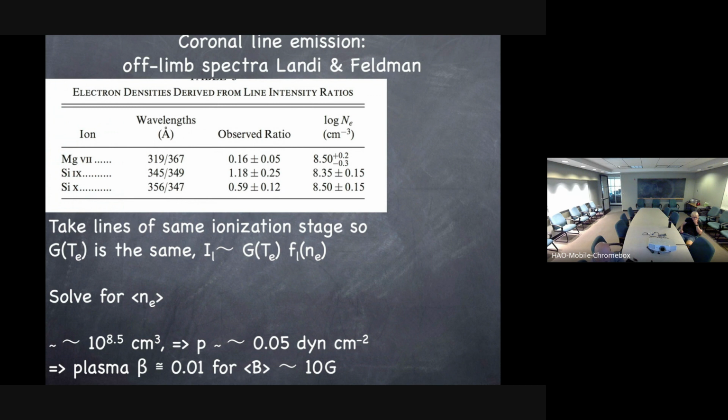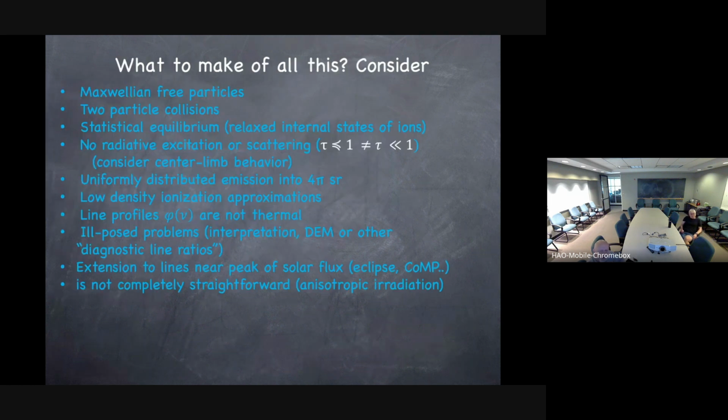Furthermore, we can get plasma beta if we extrapolate the magnetic field, etc. But this is the framework upon which much coronal physics is built. But if you're worried about any of this, if it seems a bit too good to be true, then I think you're understanding a bit more about what's going on here.